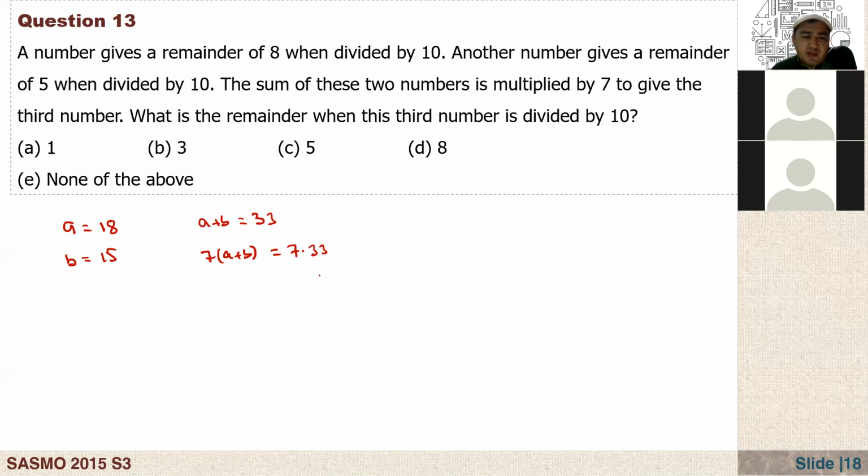To give the third number. What is the remainder when the third number is divided by 7? If he divides this by 7, that's just equal to, what is it? It is 1, right? Why? Because 7 times 3, the last digit is 1. 210 and 21, that's equal to 231. So the remainder is 1.